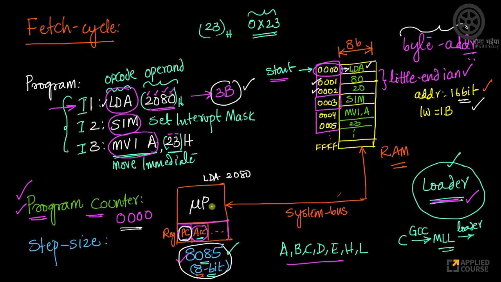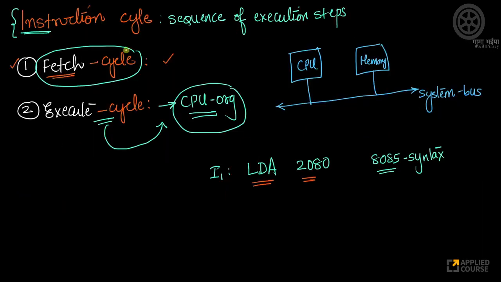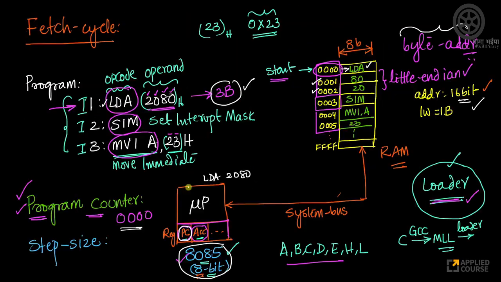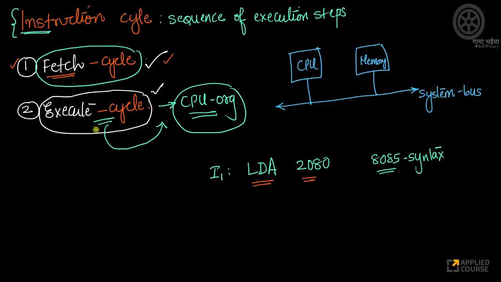Now once it fetches this, before it starts executing, my fetch cycle is over. Now it will go into the execute cycle, wherein it will start executing this instruction. While executing this instruction, the program counter gets updated. This instruction that was stored at address 0000 is already being executed. It went from fetch cycle to execution cycle.